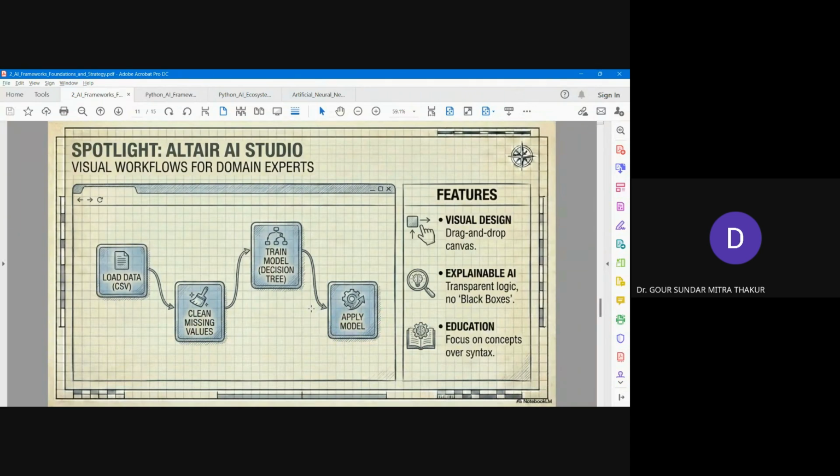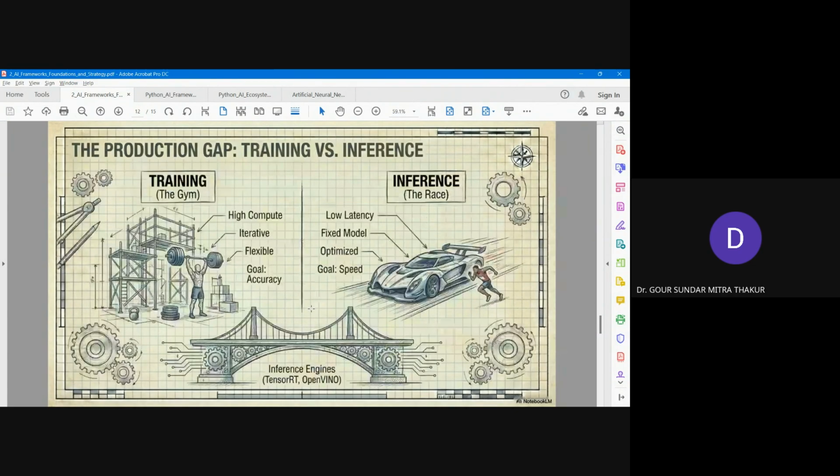Now, Altair Studio is very easy. I have shown you that with the help of simple drag and drop features and functionality, you can easily train your own model, implement it, and check the results. So this is what actually training and inference is, that I was telling you about earlier. You can have a look at what this is actually doing.